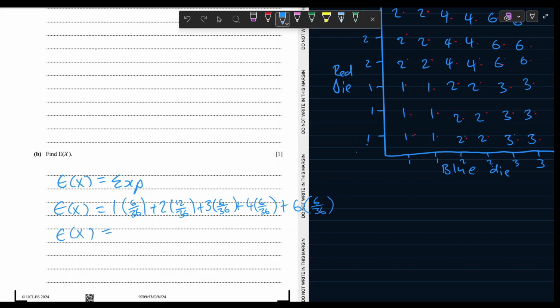This is going to be 1 times 6 over 36 plus 2 times 12 over 36 plus 3 times 6 over 36 plus 4 times 6 over 36 plus 6 times 6 over 36. And this gives us that our expectation is 3, and that is our final answer.